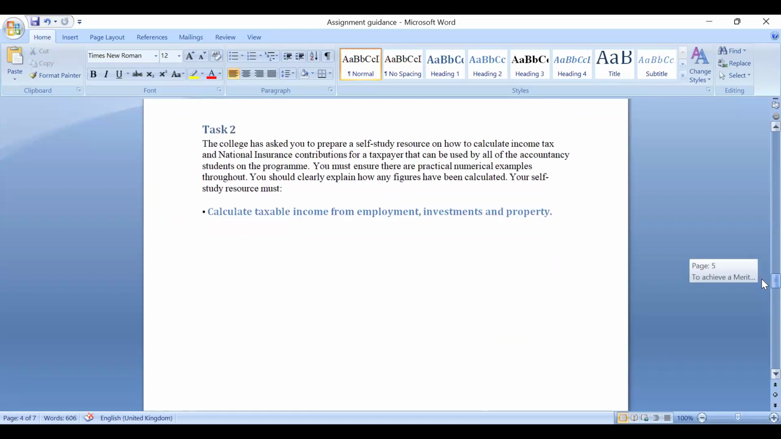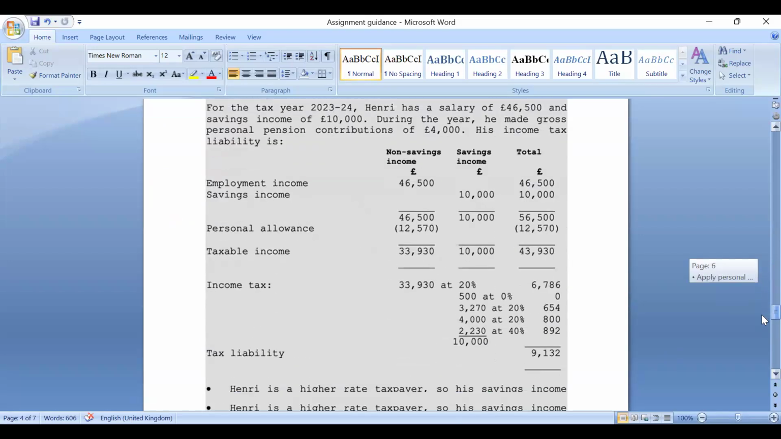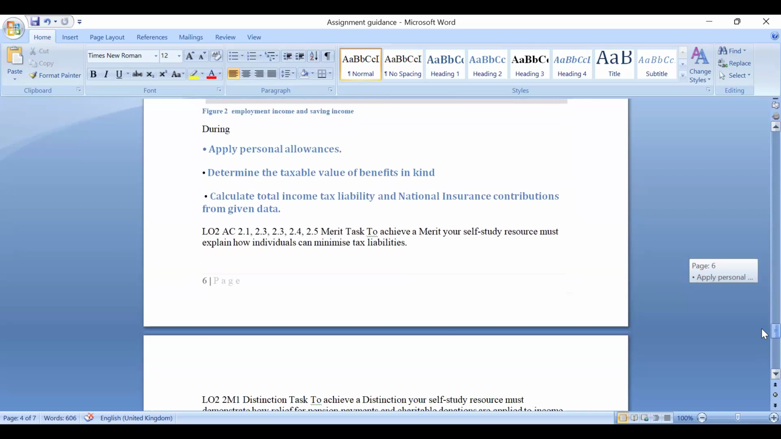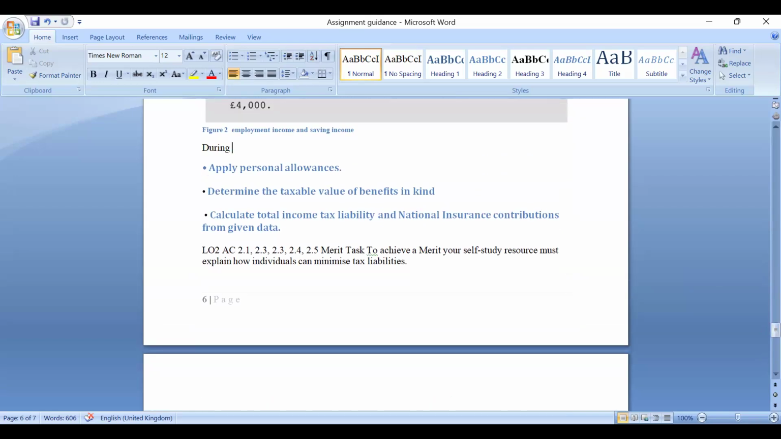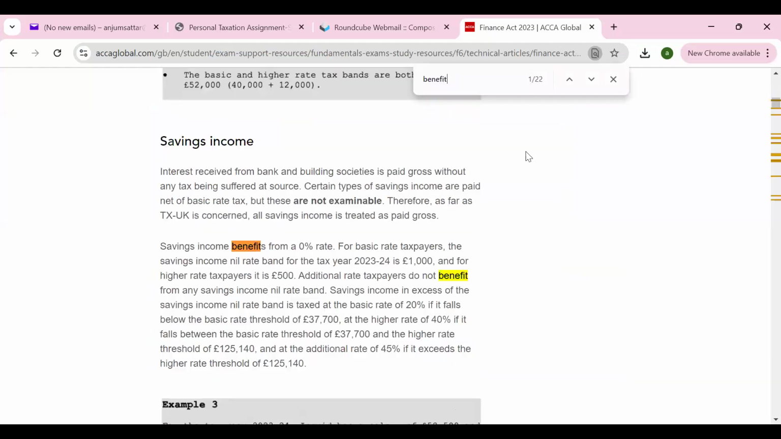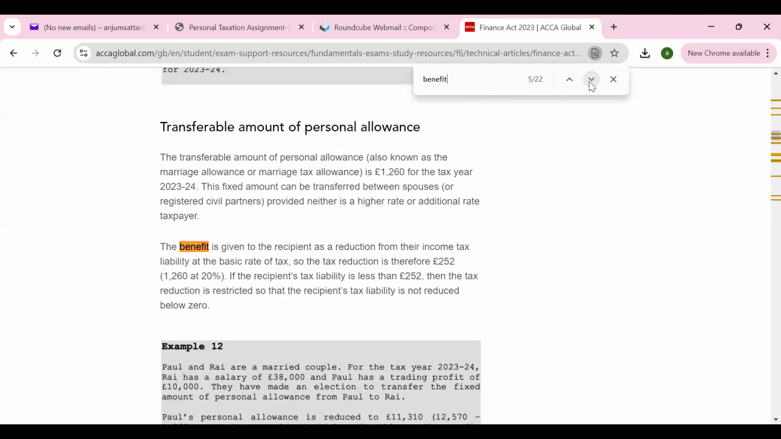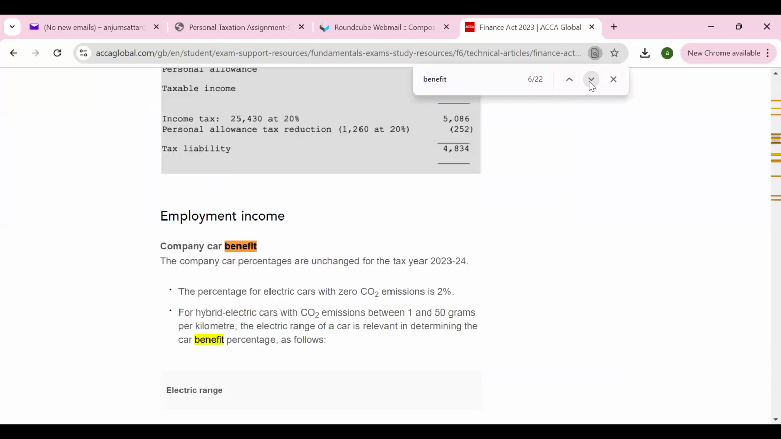So that's your task to calculate. Here you can add some calculations like I mentioned: applying the personal allowance in a given situation, taxable value of benefit. If you go back to the handout, the ACCA booklet I gave you, and type "benefit", you will see benefits and you can read it. If a benefit is given, consider the personal allowance and the benefit. The company car is the benefit. You can apply any example in your assignment, which is absolutely fine to meet the criteria. So please do so.